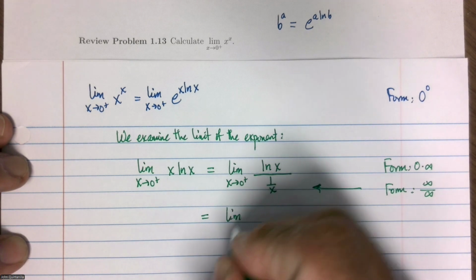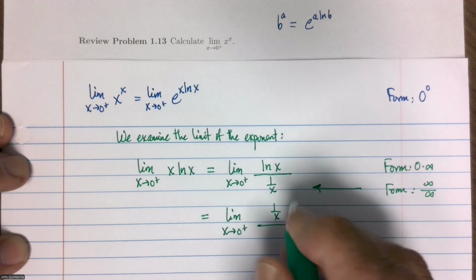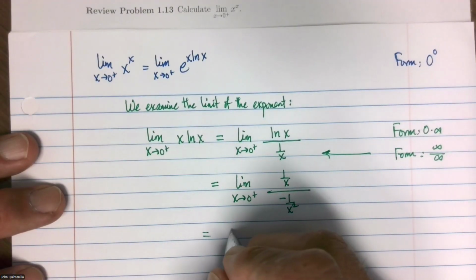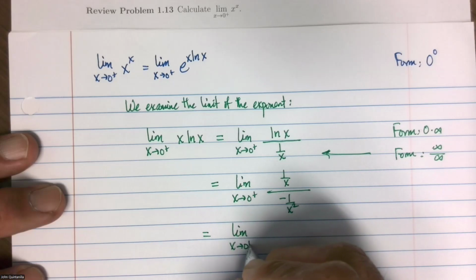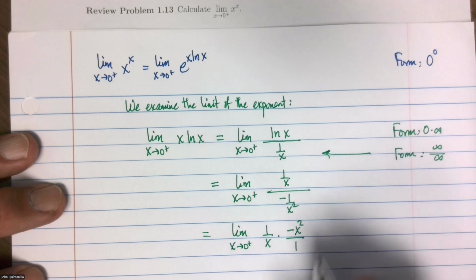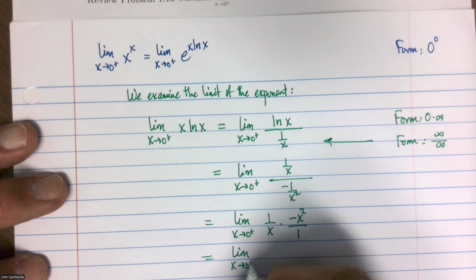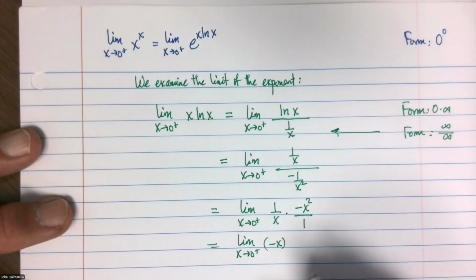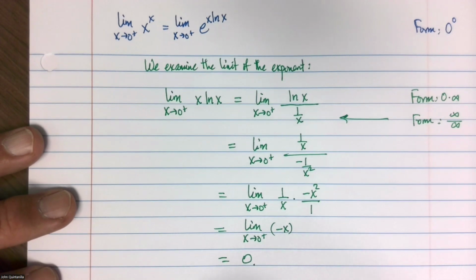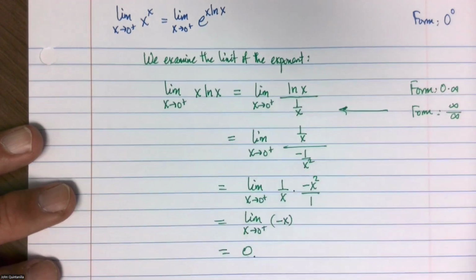And so I get the limit as x approaches 0 from above, the derivative of the top, which is 1 over x, over the derivative of the bottom, which is negative 1 over x squared. And so this is the limit as x approaches 0 from above of 1 over x times negative x squared over 1. And so that simplifies to just negative x by itself. And clearly, as x goes to 0, that goes to 0.